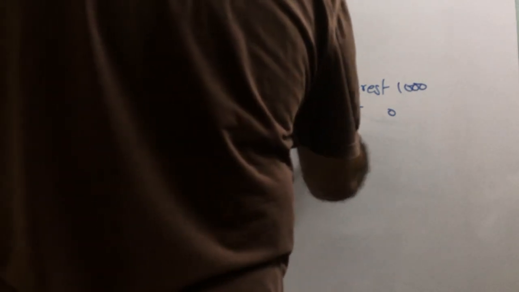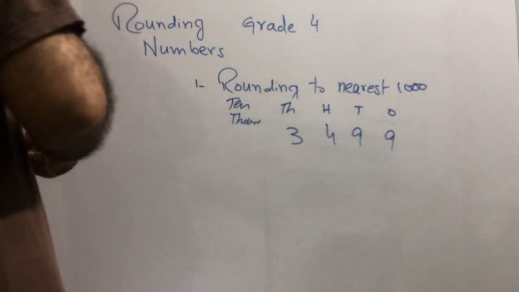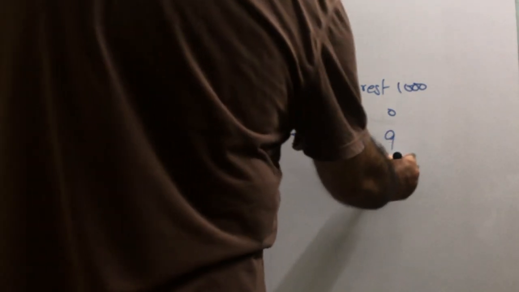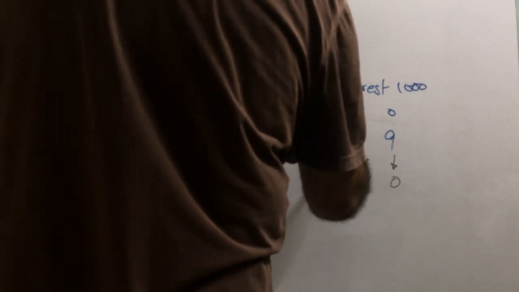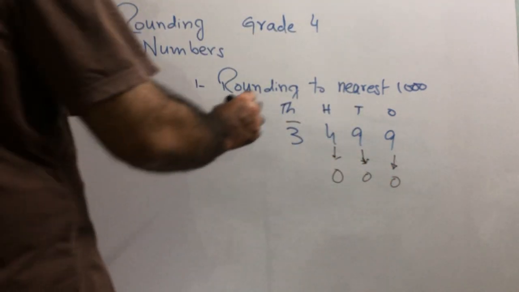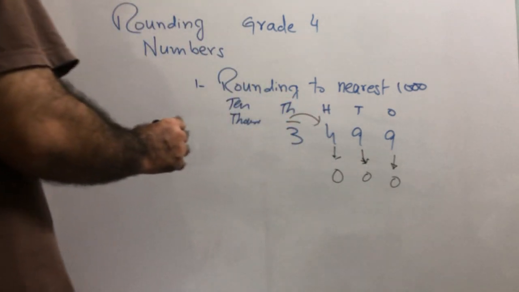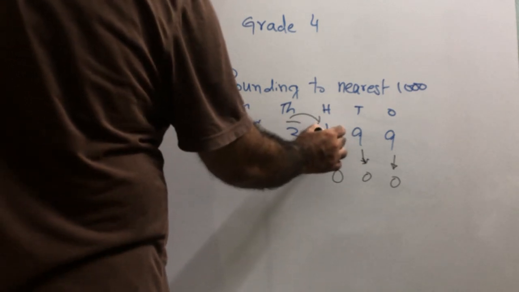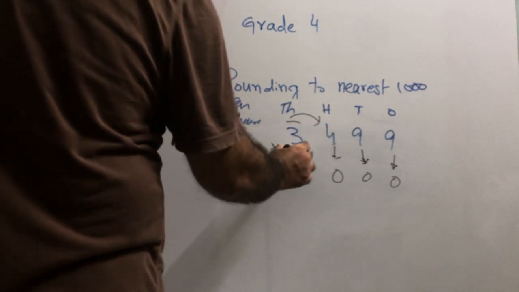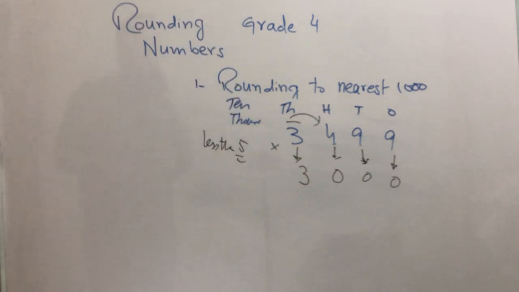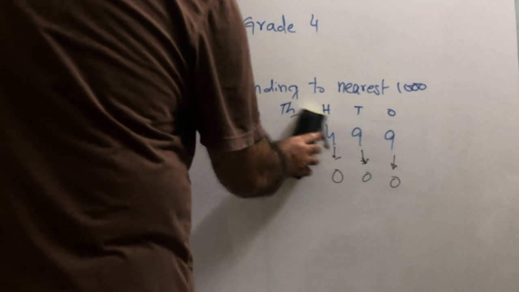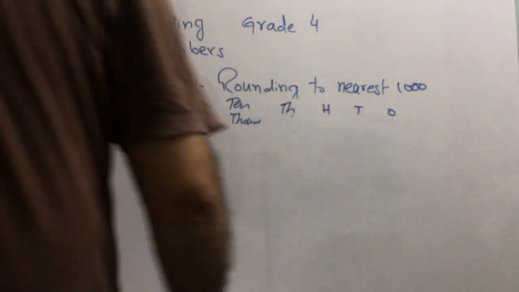3499. This is the number. We need to round it to the nearest thousand. The very first action is that all the numbers on the right side of the thousand place become 0. The second action is that we look at the immediate neighbor on the right side, which is 4. This 4 is less than 5. When the number here is less than 5, there is no change here, it comes down automatically. As such, 3000 is the answer. The original number was 3499. When we opted for rounding to the nearest thousand, we got the answer 3000. This is how we work with our rules.